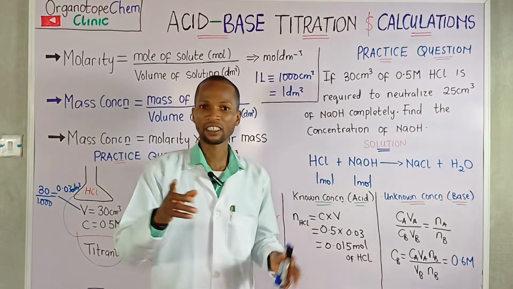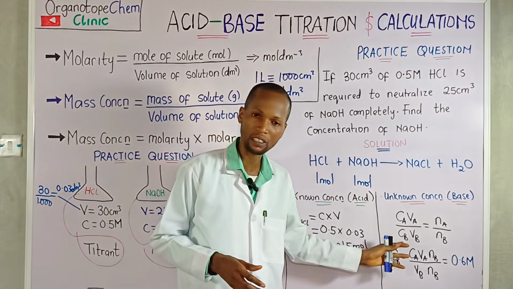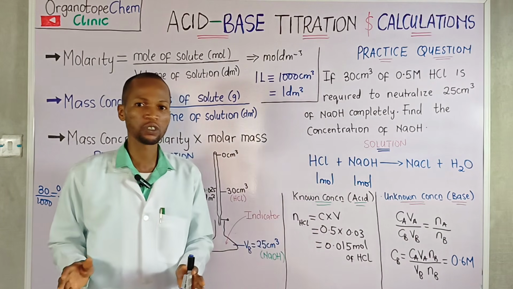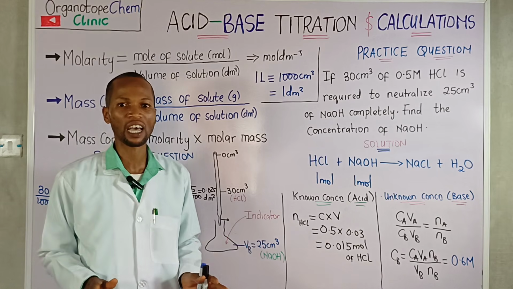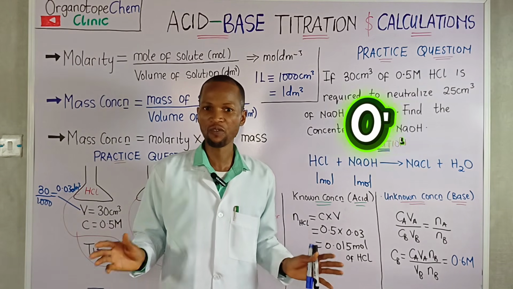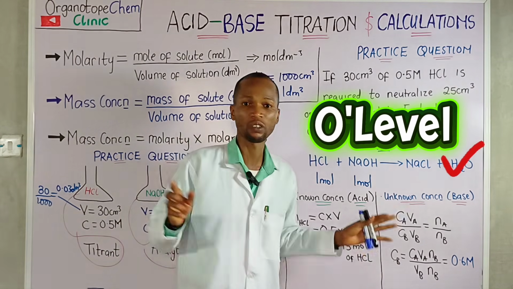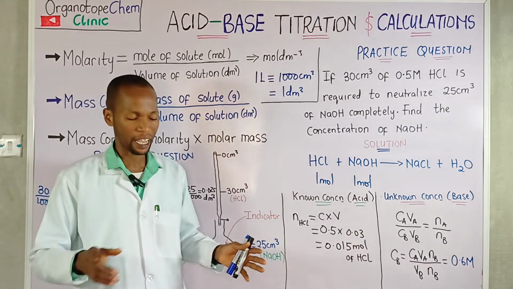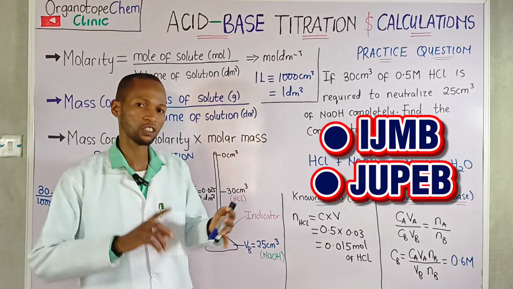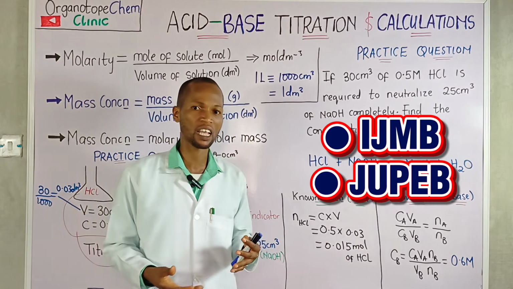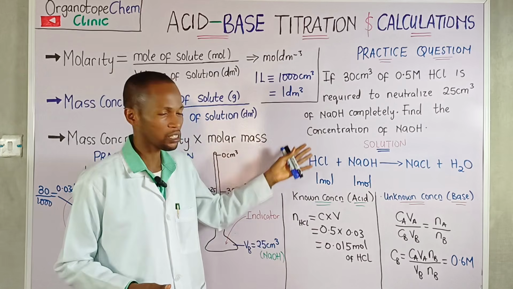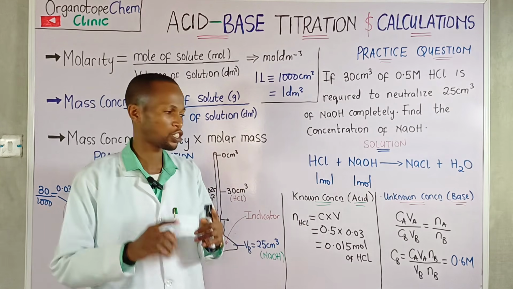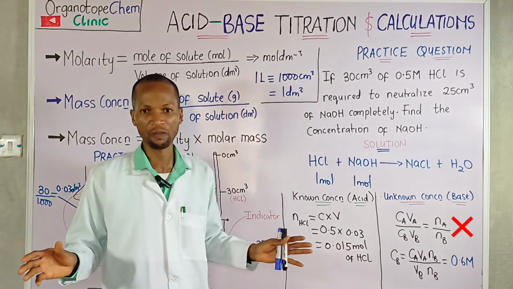Make sense? Note that the formula CAVA over CBVB equals NA over NB can only be used by secondary school students and students preparing for O-level examinations. This should not be used by advanced level students. The formula to be used by advanced level students, students taking IJMB examination, JUPEB examination, and other advanced level programs should be the step-by-step method that we've discussed in this video lesson. So do not use this formula as an advanced level student.